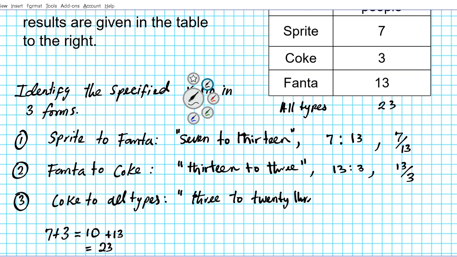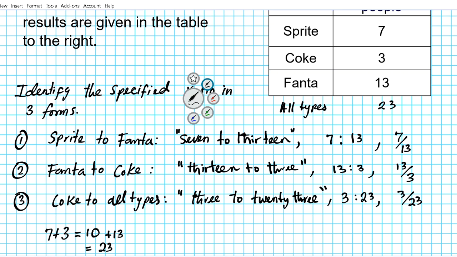That's it in word form. How about if we want to write it in standard form? In standard form is going to be 3 colon 23. And then in fraction form is 3 over 23.